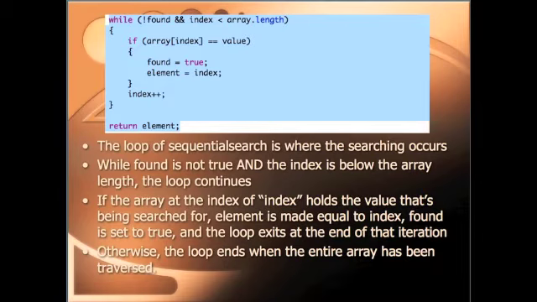The loop in sequential search is where the searching takes place. The loop continues as long as found is false and the index is below the length of the array. Using the index integer as the current index the loop is searching through, the loop compares the value of the current index and the value being searched for. If they match, found becomes true, and the entry value, the returned value, is set to the index value. The loop then exits after finishing its iteration.